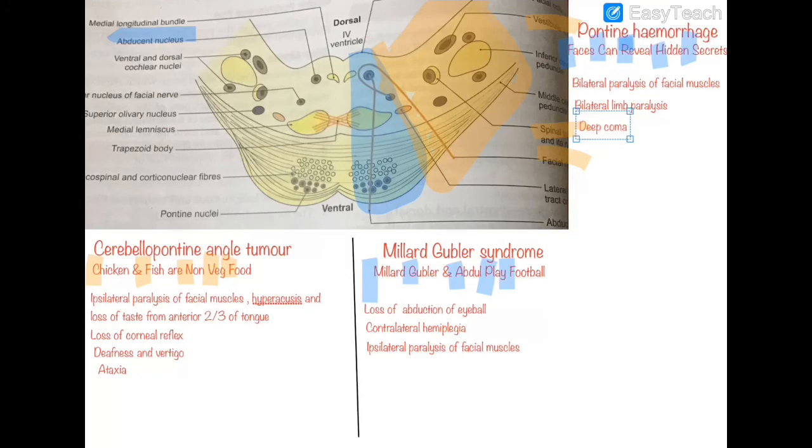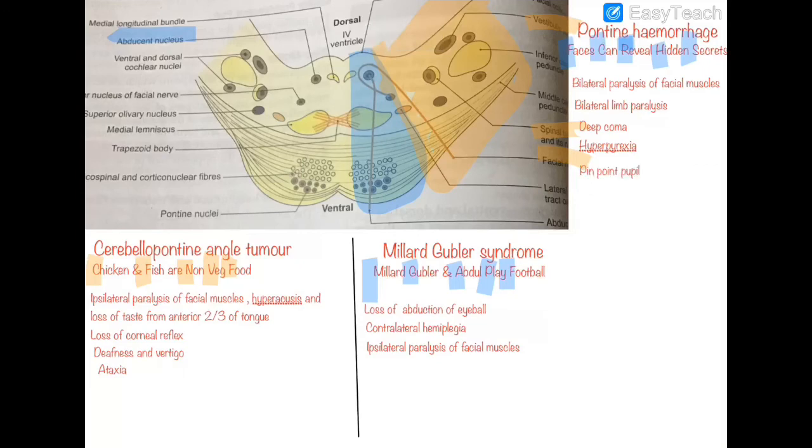If the hypothalamic fibers are affected, there will be hyperpyrexia. And lastly, if sympathetic ocular fibers are affected, there will be pinpoint pupil.